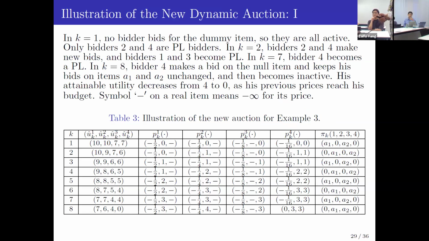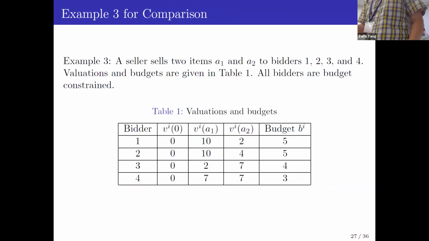Okay, so here let's look at how the new dynamic auction works. In the first step, we calculate the attainable utility for every bidder. So you have 10, 10, 7, 7. So 10, 10, and 7, 7. So the maximum attainable utility.